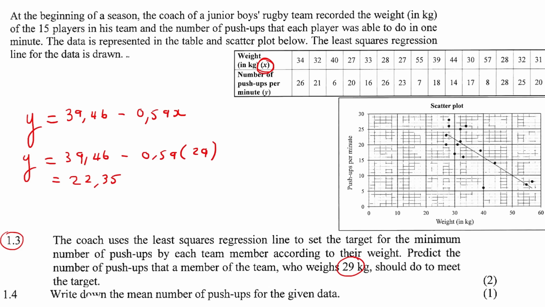Like, I would say 23 would have been better, but yeah, they left it like that. Okay, this question says, write down the mean number of push-ups. So the push-ups is these ones over here. So they want you to calculate the average. So if you know how to do it on your calculator with a special method, you can do that.